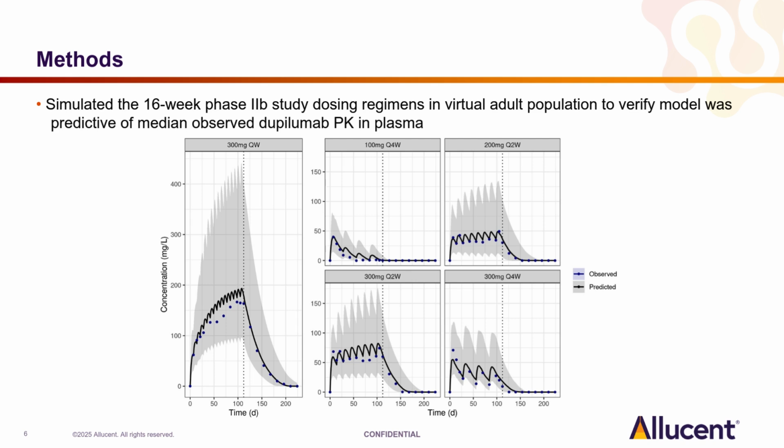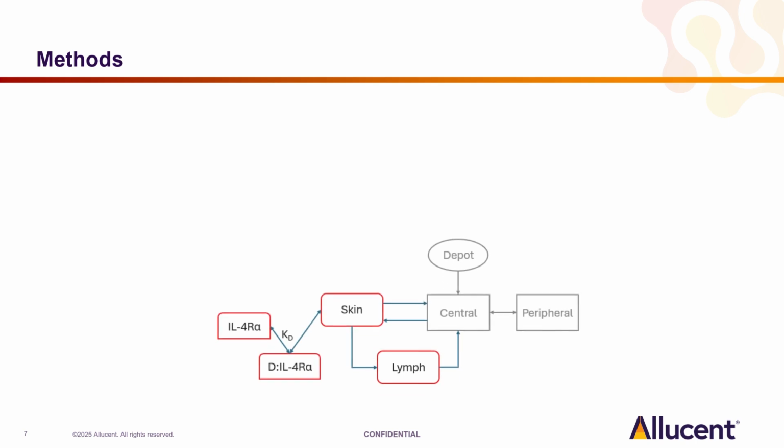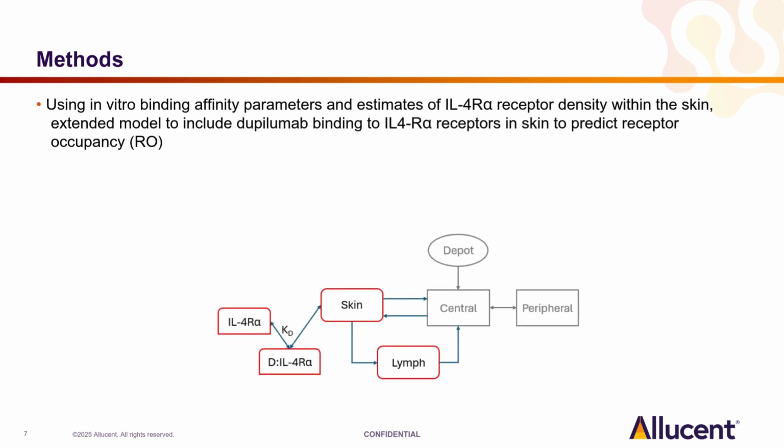And we felt confident that our model was predictive of PK, so then we moved on to developing the PD side, the pharmacodynamic side of the model. That involved using in vitro binding affinity parameters for dupilumab binding to the receptor and estimates of the receptor density within the skin compartment. And so we extended the model to include dupilumab binding to these receptors in the skin to then predict the receptor occupancy, right?